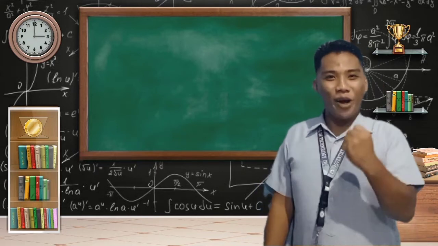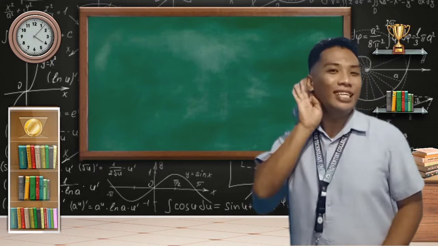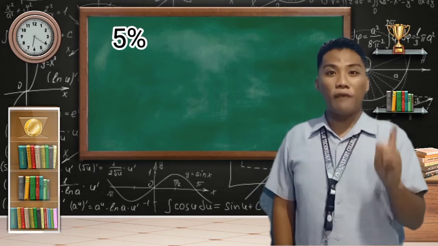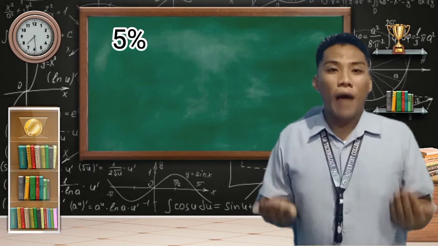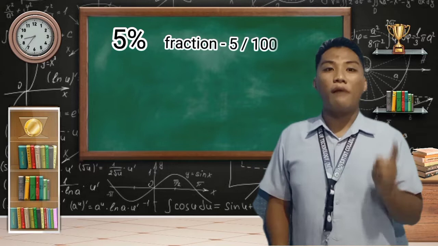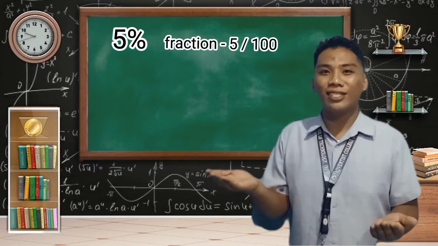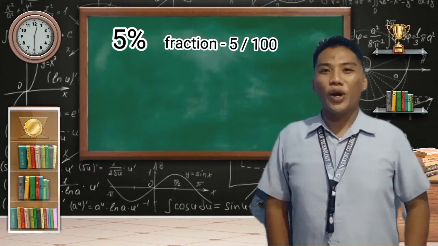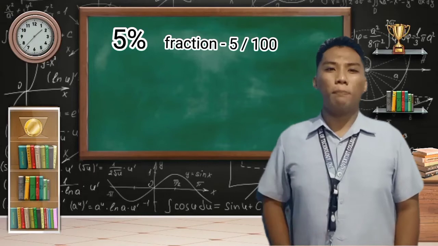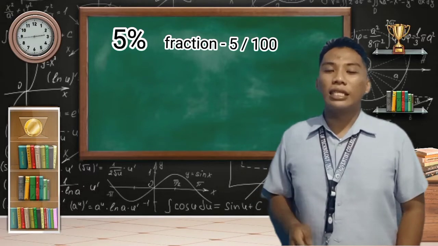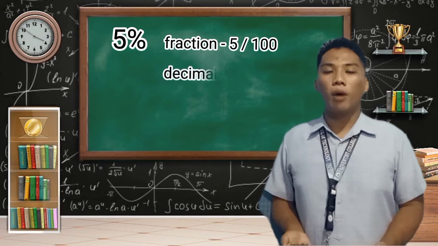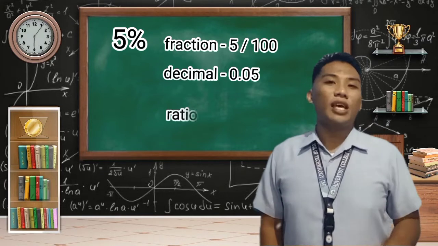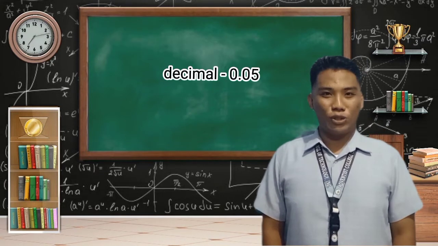Okay, class, are you ready to learn? So please listen carefully. Our example this morning is 5%. So 5% can be written as a fraction. How can you read this one, class? Very good. It can be read 5 over 100. In decimal point, 5% can be written in the form of 0.05. And in a ratio, 5 is to 100 or 1 is to 20.